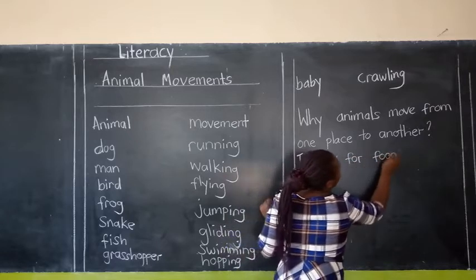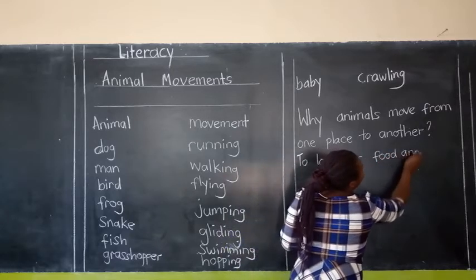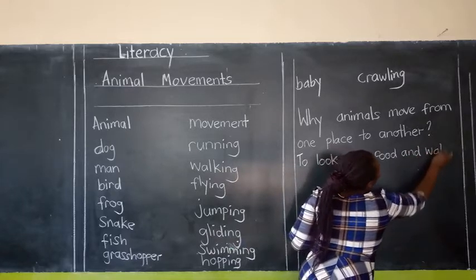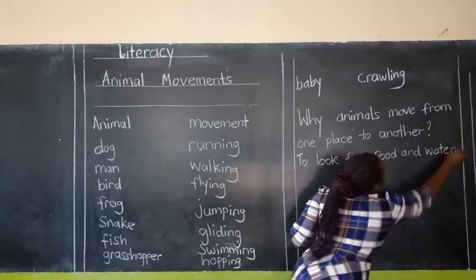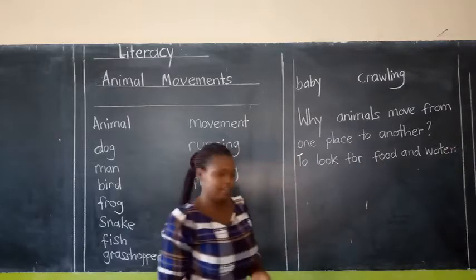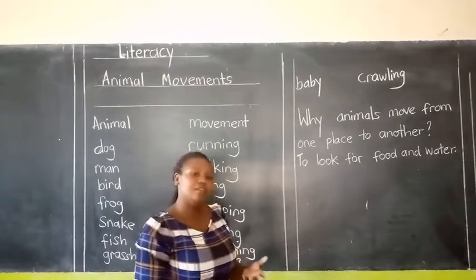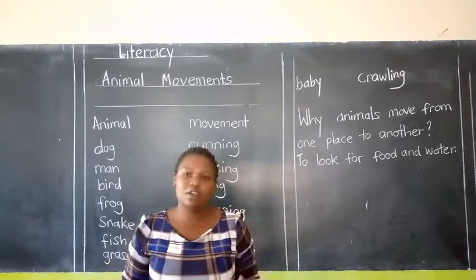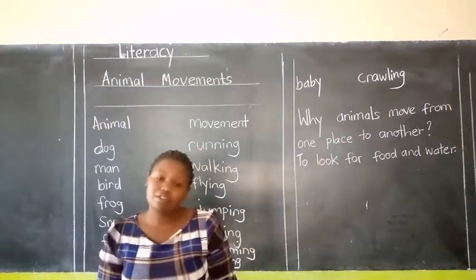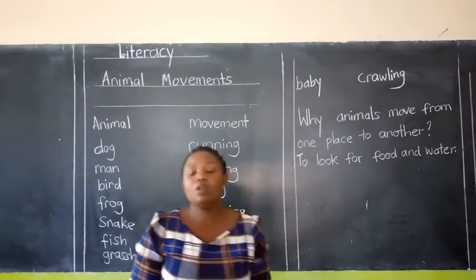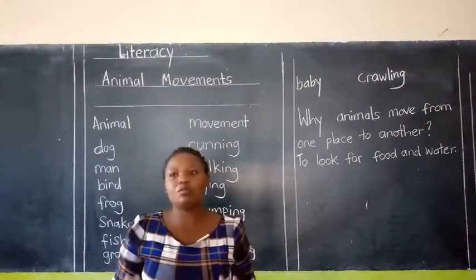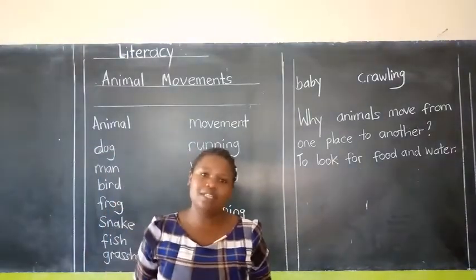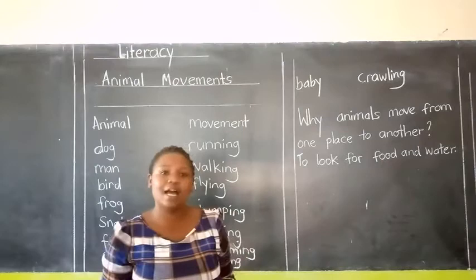Food. Food and what? And water. Food and water. That's why animals move. You will find that maybe where the animal is living, there is no water, there is no food. So that animal will have to move to look for where there is water and food so that it can survive.